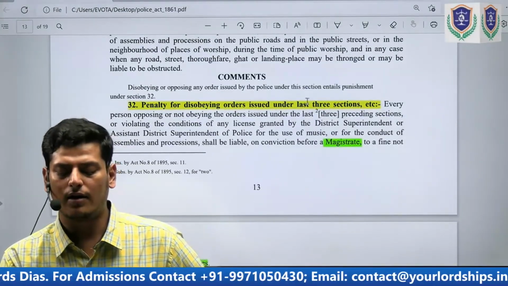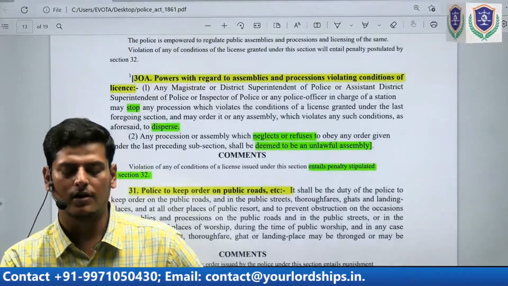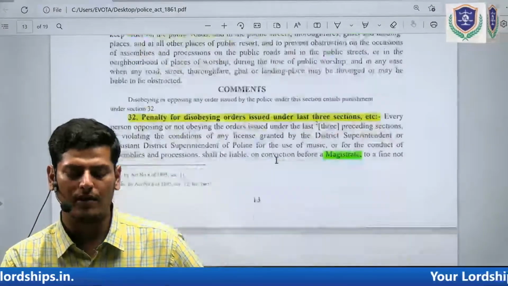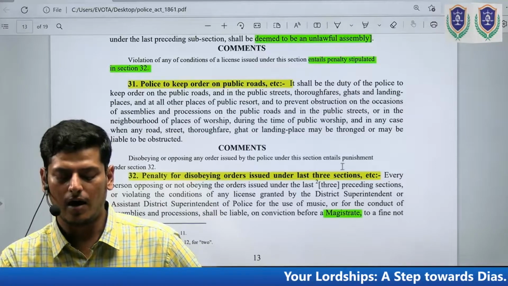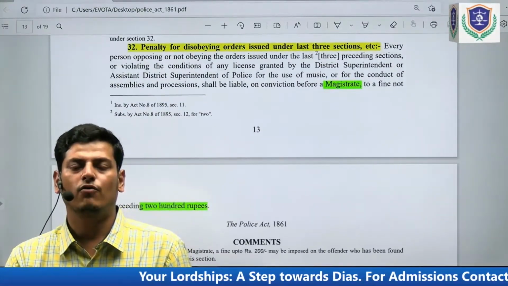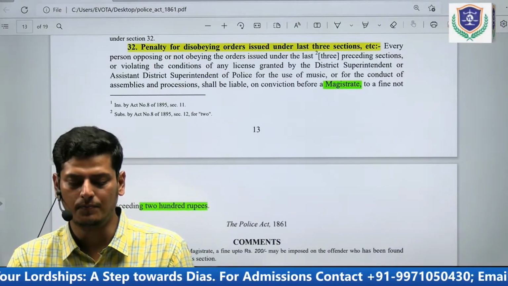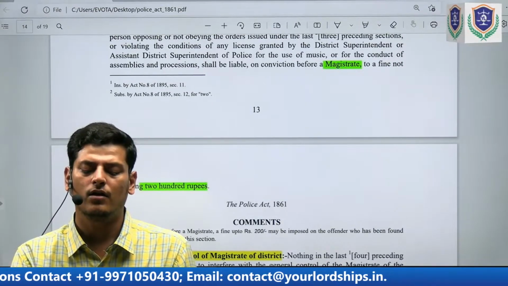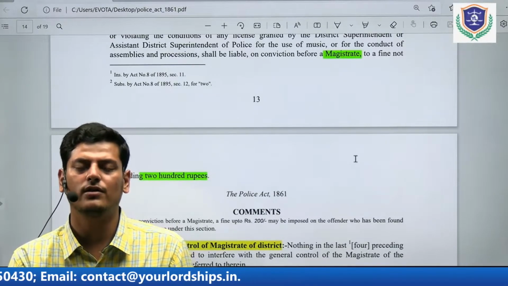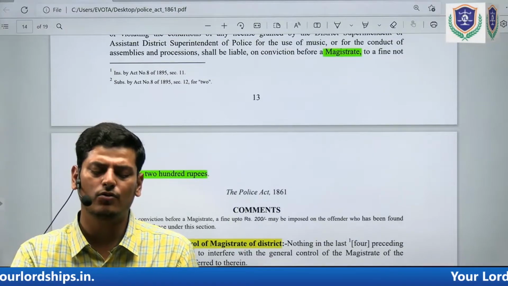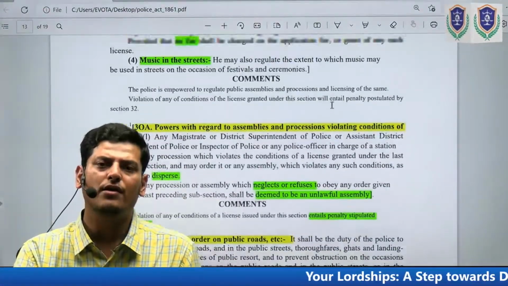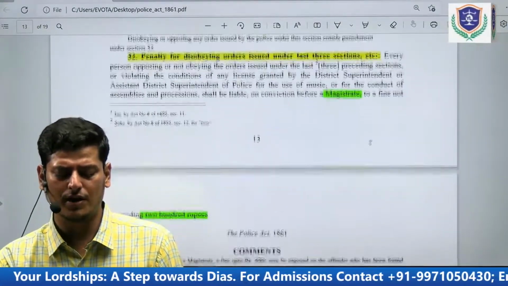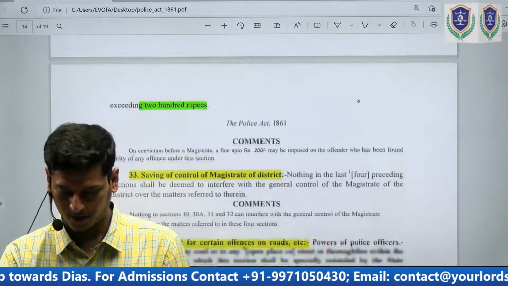So penalty for disobeying order under last 3 sections. इसमें 31 भी आ जाता है, 30A भी आ जाता है, और section 30 भी आ जाता है, regulation of public assembly. So wherever any order has been given under these 3 preceding sections, then upon conviction before the magistrate, a penalty of a fine not exceeding 200 rupees can be imposed. Every person opposing or not obeying order under the last 3 sections, or violating condition of any license granted by the district superintendent, or for the use of music, or for conduct of assembly and procession. So in previous तीनों सेक्शन में, चाहे ऑर्डर की बात हो, चाहे कंडक्ट ऑफ असेंबली हो, प्रोसेशन हो, कोई लाइसेंस दिया गया हो जिसके थ्रू प्रोसेशन चल रहा था, in all these cases when there has been a violation, magistrate may impose a penalty of fine not exceeding 200 rupees.